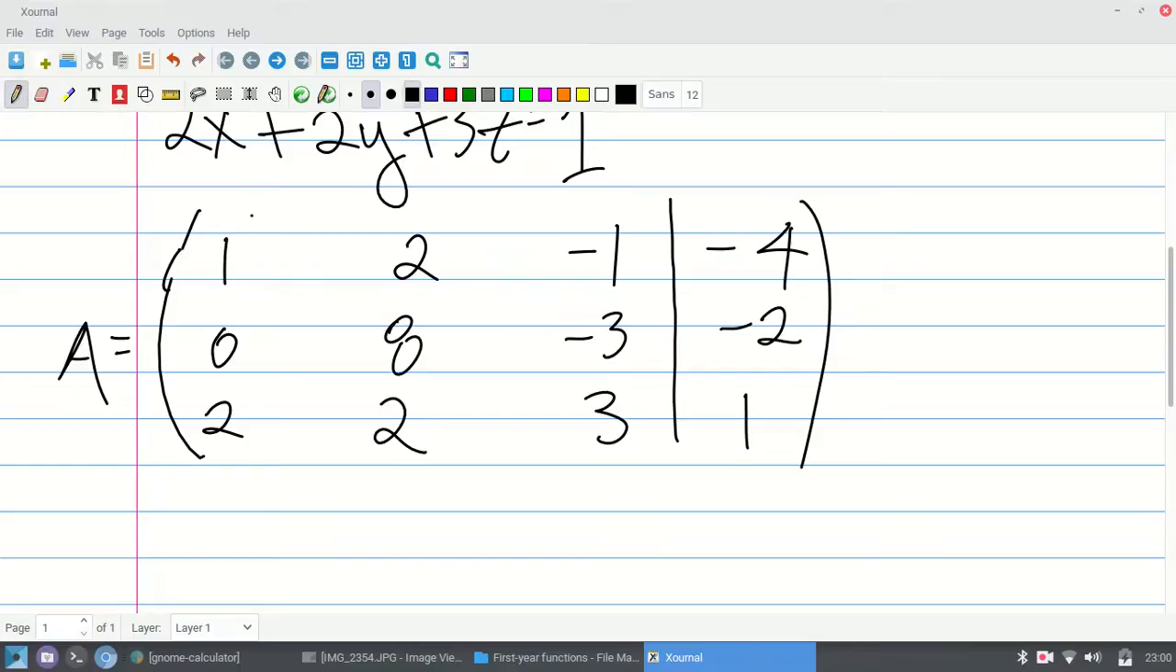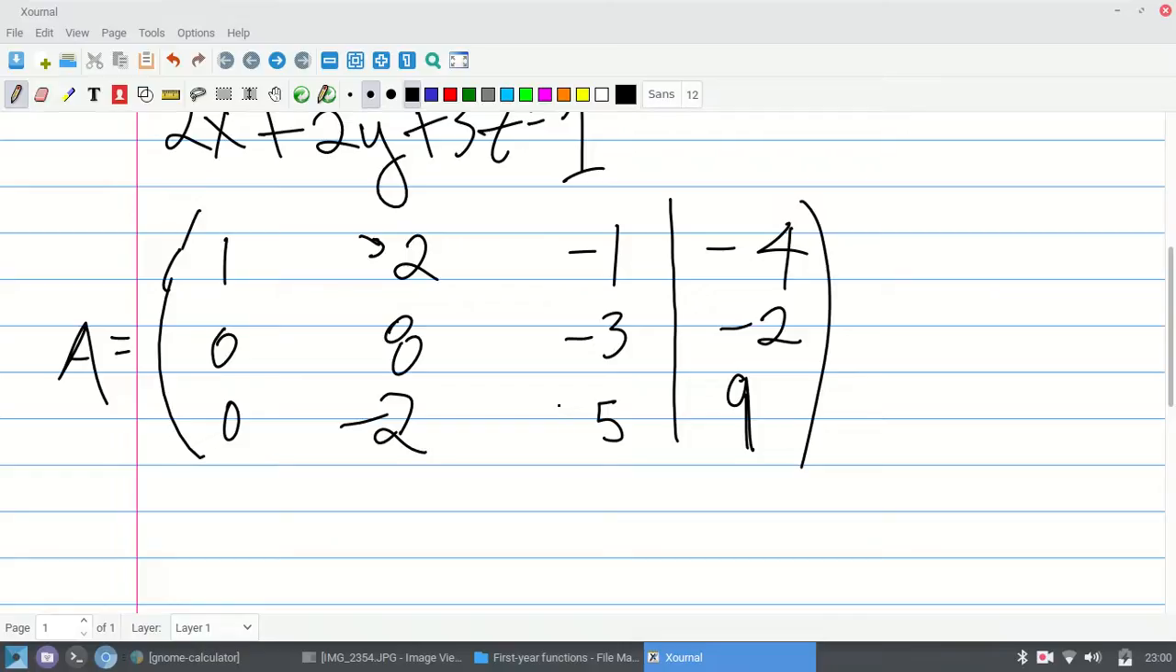Now notice again I have the 1 here, and I can use that 1 to kill off this 2. So what I do is negative 2 times row 1 and add that to row 3. Negative 2 times 1 plus 2 is 0. Negative 2 times 2 is negative 4, plus 2 is negative 2. Negative 2 times negative 1 is 2, added to 3 is 5. Negative 2 times negative 4 is 8, plus 1 is 9. Okay.